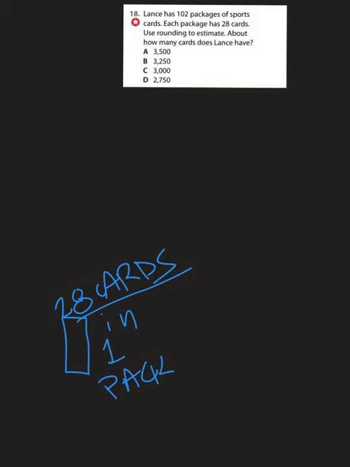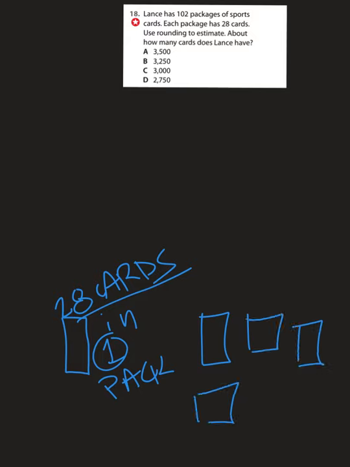Well, guess what? He has 102 packages of these cards. So that means this is just one pack. So here's another pack, here's another pack, here's another pack. I'm going to keep going until I have 102 packs. Now that's going to take forever. So that's why we don't solve it that way. We use multiplication, right? It makes it so much easier.